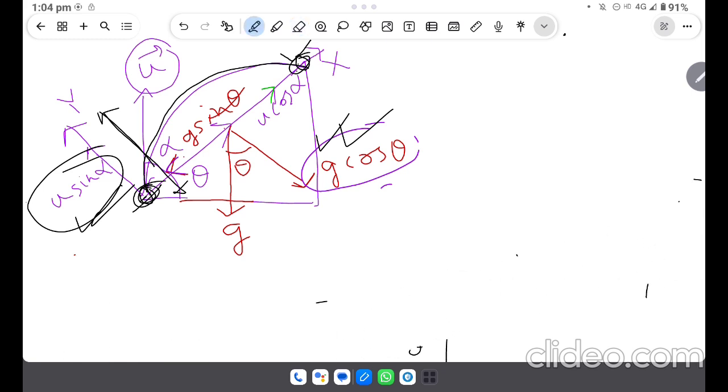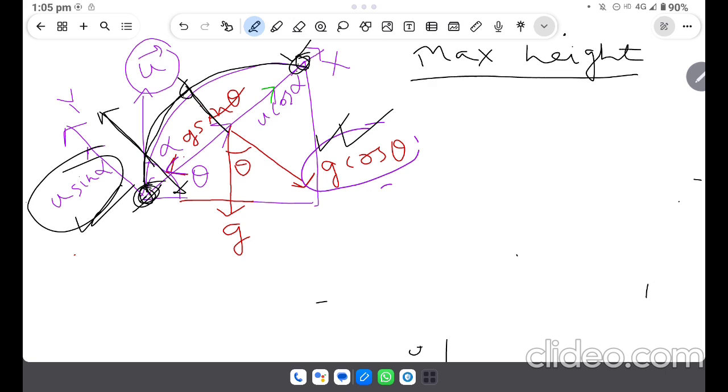Maximum height means, as we have known, from this point to here. This is the maximum height, right? Now that means the vertical net displacement along the y direction will be h max, the maximum height.